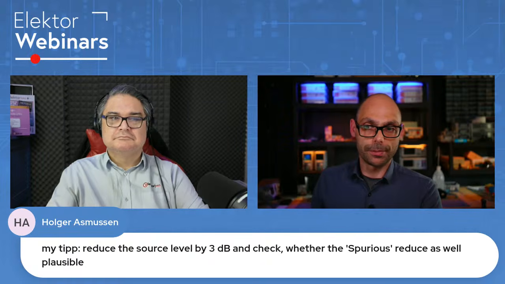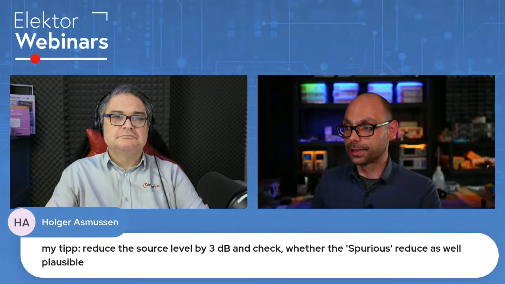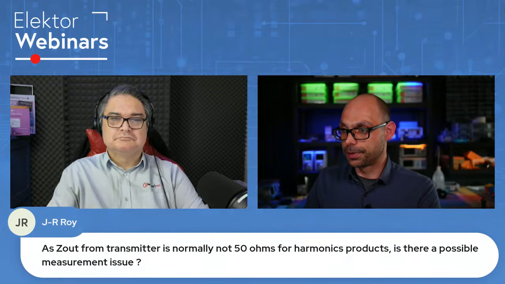Again, I don't know that precisely for the TinySA, where the limits are. I just know that that's a problem point for it. And Roy says, Z out from transmitters is normally not 50 ohms for harmonic production. Is there a possible measurement issue?